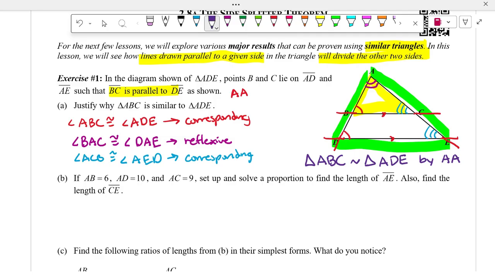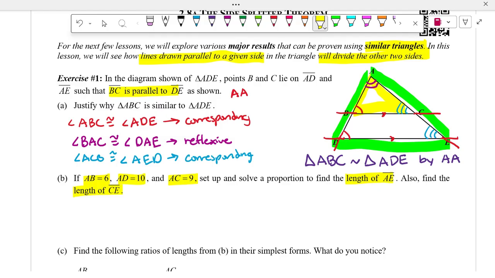Now, that was just to show that those two triangles were similar. Now let's get into some stuff that we talked about earlier with the warm-up. All right, so this is just review. They said, if AB is 6, AD is 10, AC is 9, they want us to find the length of AE and the length of CE.